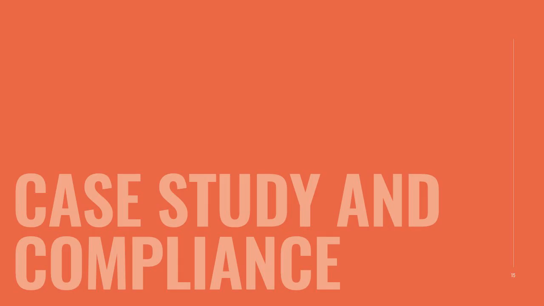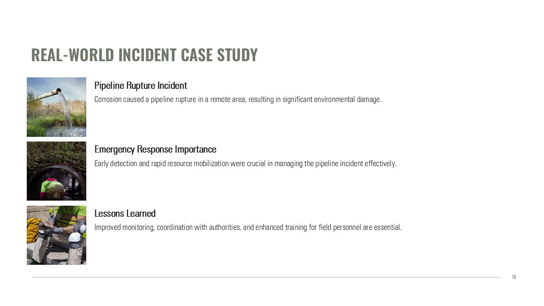Real-world incident case study, regulatory compliance and standards. A notable pipeline incident involved a rupture caused by corrosion in a remote area, leading to significant environmental damage. The response highlighted the importance of early detection and rapid mobilization of resources. Lessons learned included the need for improved monitoring systems, better coordination with local authorities, and enhanced training for field personnel.